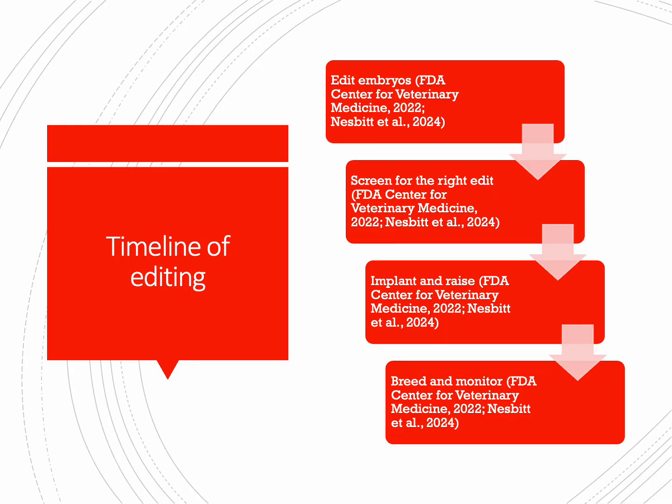Now let's go through the timeline of the editing. Firstly, we would edit the embryos, and then we would have to screen for the right edit. And then after that, when the edit is implanted, you raise the animal, because remember, we edit in the embryonic stage, not while they're alive. And then you would continue to breed this into the bloodline and monitor the edit as time goes on to report any successes or challenges. That way it can be altered.